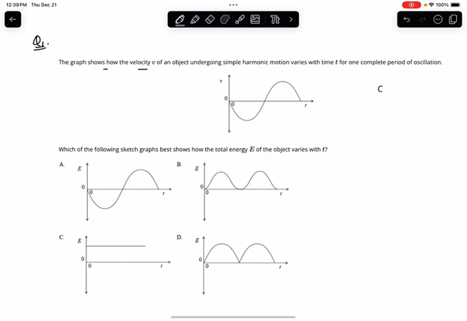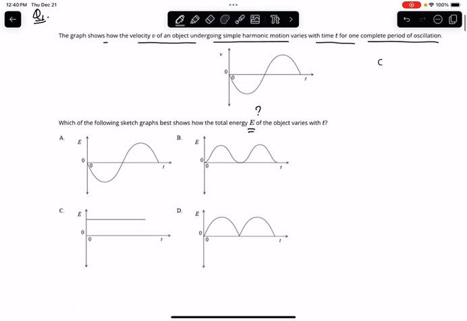So the graph shows how the velocity v of an object undergoing simple harmonic motion varies with time t for one complete period of the oscillation. Okay. And so they want us to find how the total energy E of an object is going to change.